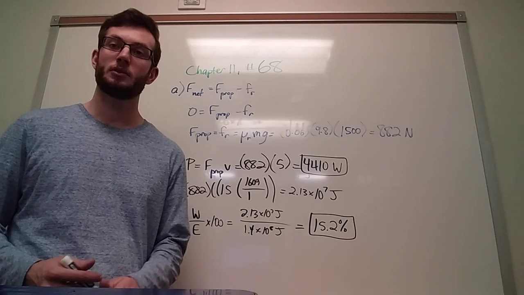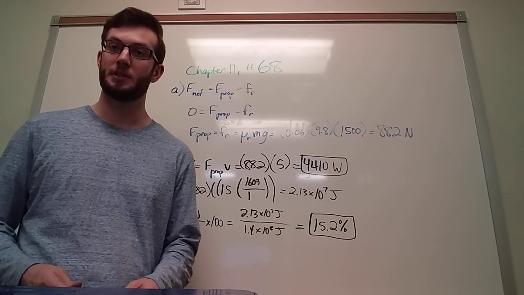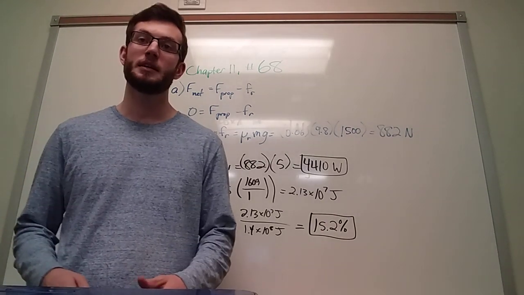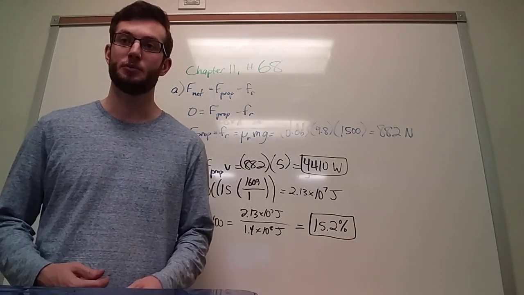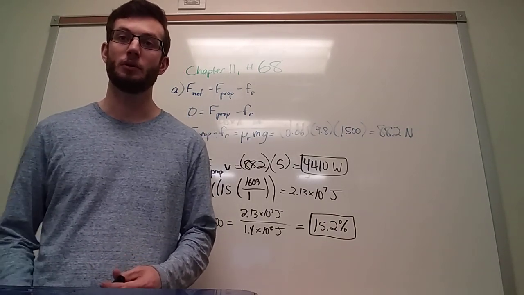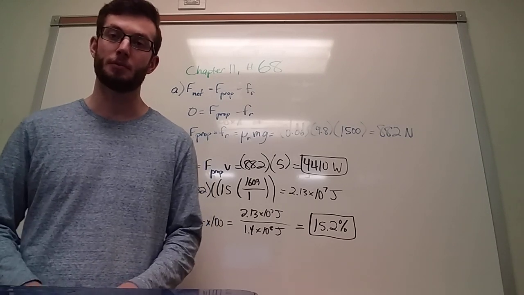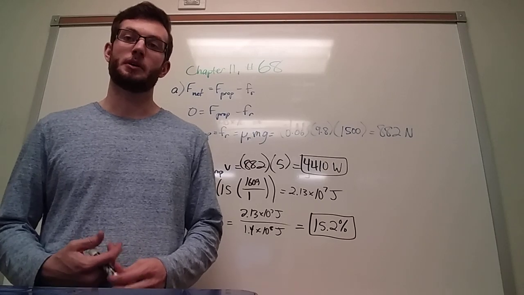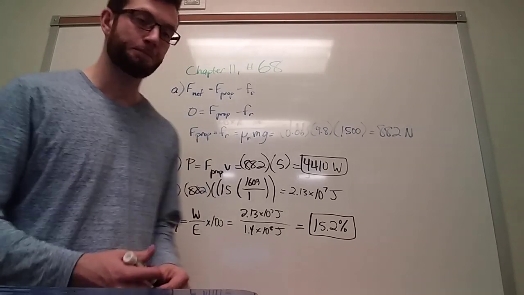If a 1,500 kilogram car is driven in the sand at 5 meters per second, the coefficient of rolling friction is 0.06. In this case, nearly all of the energy that the car uses to move goes to overcoming rolling friction, so you can ignore air drag in this problem. Part A then says, what propulsion force is needed to keep the car moving forward at a constant speed?